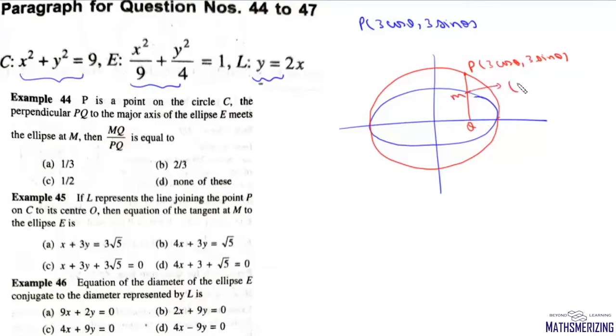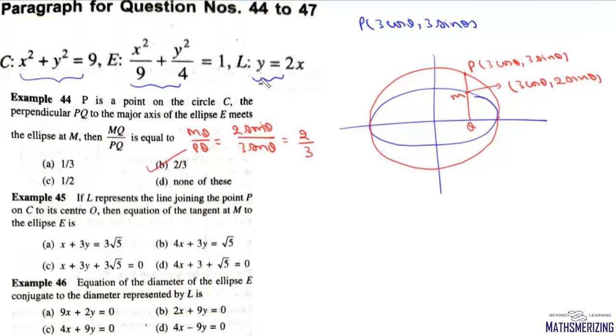So coordinate of M is 3 cos theta and 2 sin theta. Now the first question is, we need to find the value of MQ upon PQ. Now MQ is 2 sin theta and PQ is 3 sin theta. So this ratio is 2 by 3 and that's your option number B.